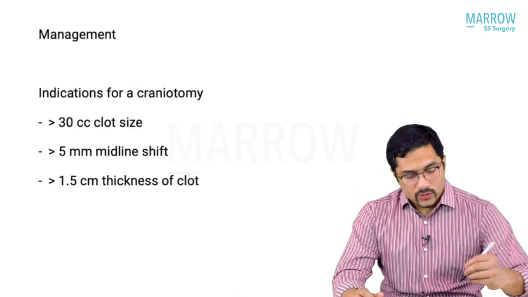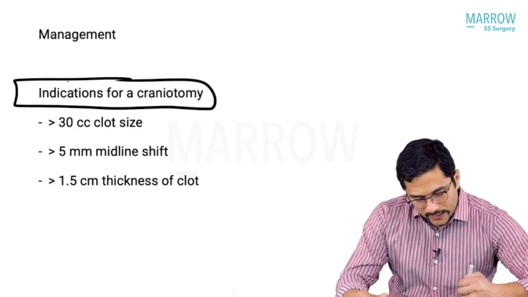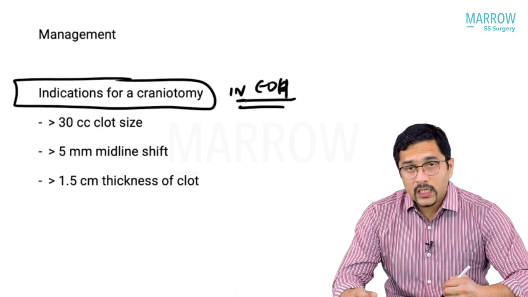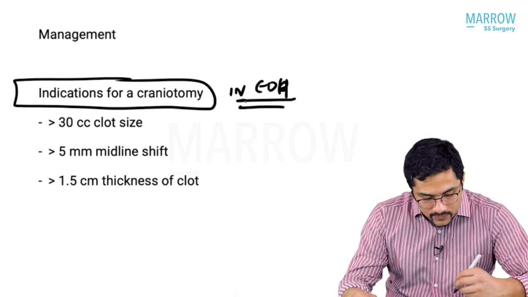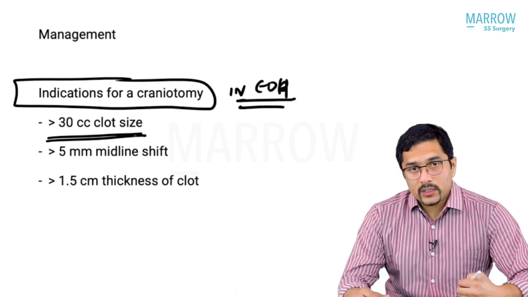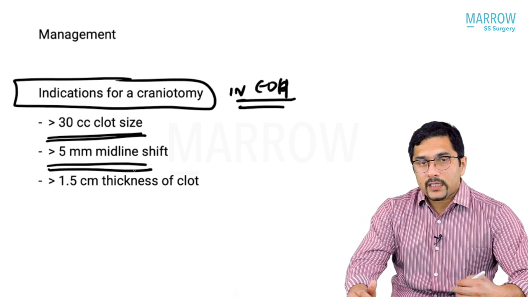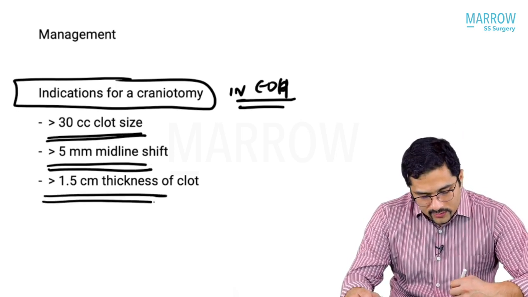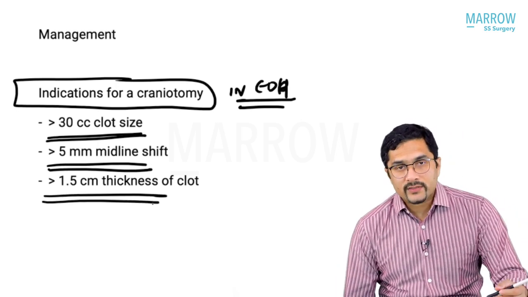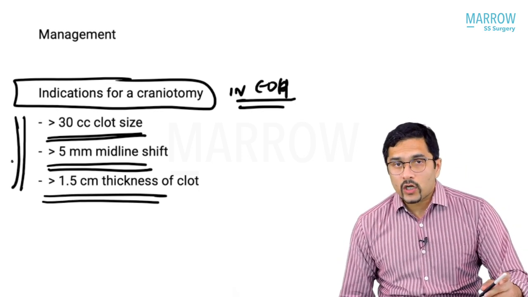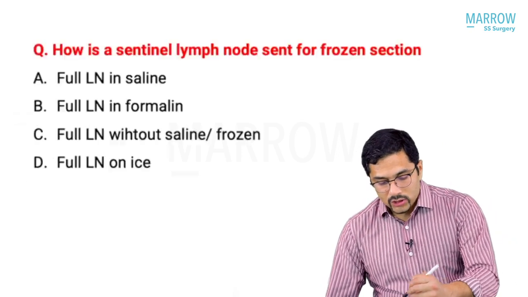One more thing which you should know, the indications for craniotomy in EDH. This again is a new thing which is mentioned in the latest Bailey and in the ATLS manual. If the clot size is more than 30 cc, if there is more than 5 millimeter midline shift, or if the thickness is more than 1.5 centimeters, these are also indications to carry out craniotomy in a patient with EDH.